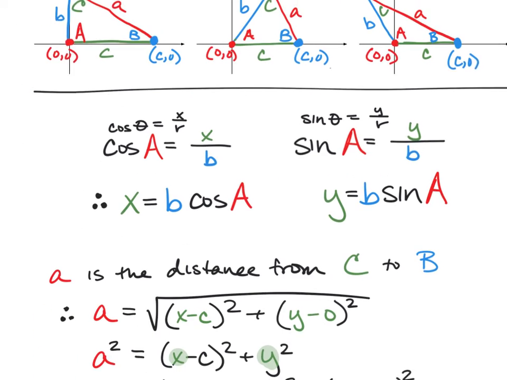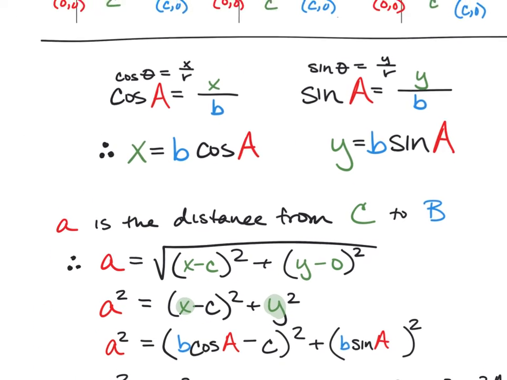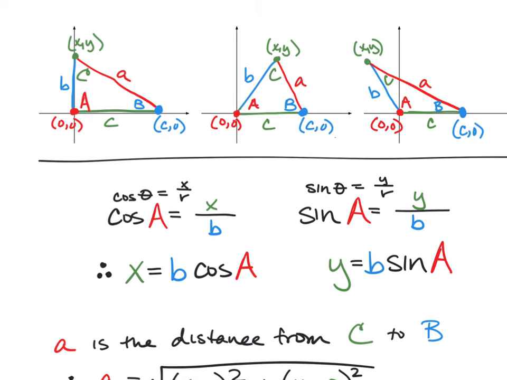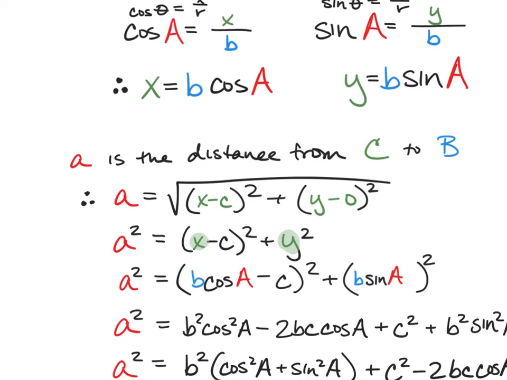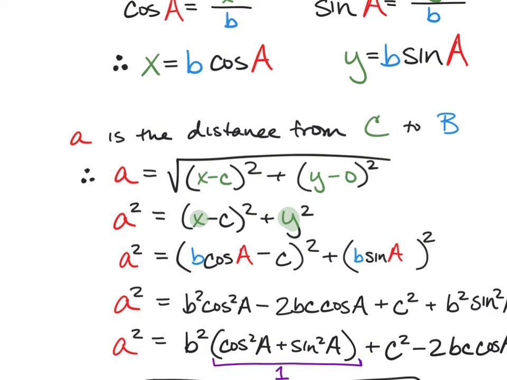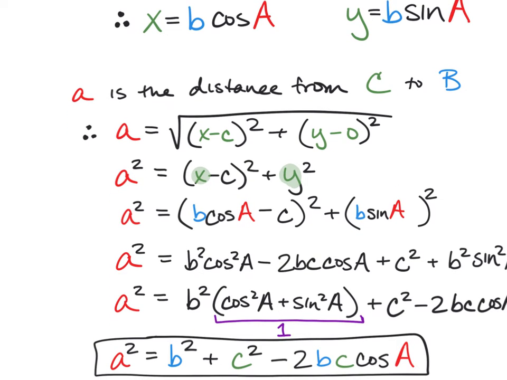Sine of A, sorry. If we notice that a is the distance from C to B, so from angle C to angle B, that's always defined as side length a, then the distance formula allows me to say that a is equal to the square root of (x minus c) squared plus (y minus 0) squared. Again, that's the distance formula. Okay, so we start deriving. To go from here to here, I squared both sides. And then I took the idea that x and y we already defined as b cosine of A and b sine of A. So I just plugged that in for x and y.